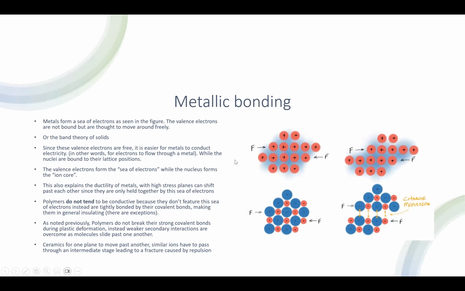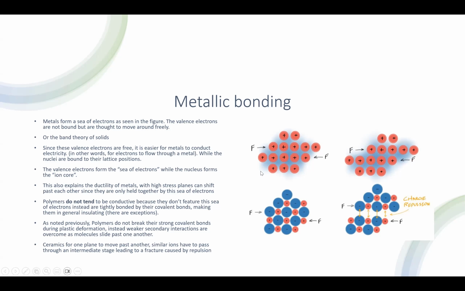Metallic bonding. Metals form a sea of electrons as seen in the figure. The valence electrons are not bound, but are allowed to move around freely. We also have band theory, which is covered, I think, this week. Since these valence electrons are free, it is easier for metals to conduct electricity, in other words, for electrons to flow through a metal, while the nuclei are bound to their lattice positions, which are these dots here. The valence electrons form the sea of electrons, while the nucleus forms the ion core.